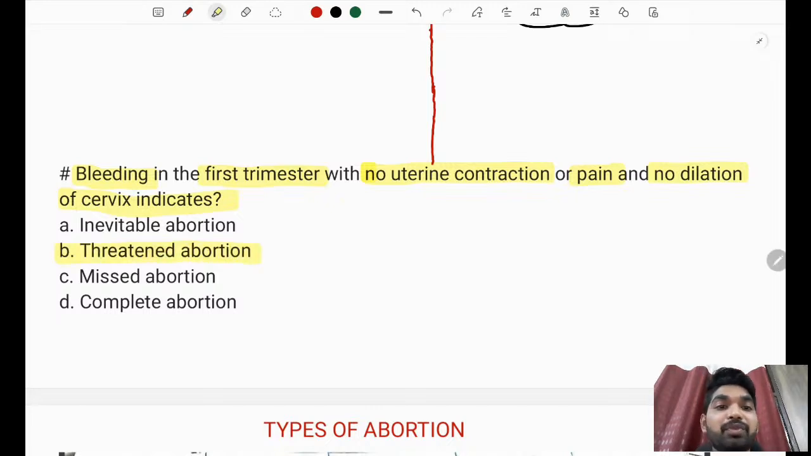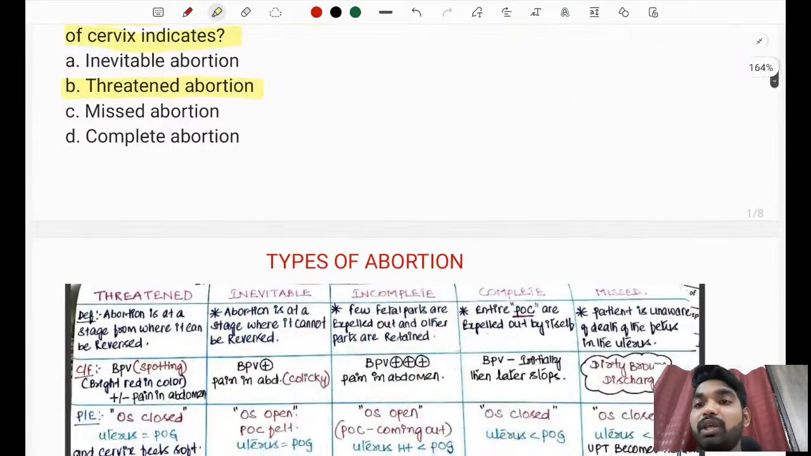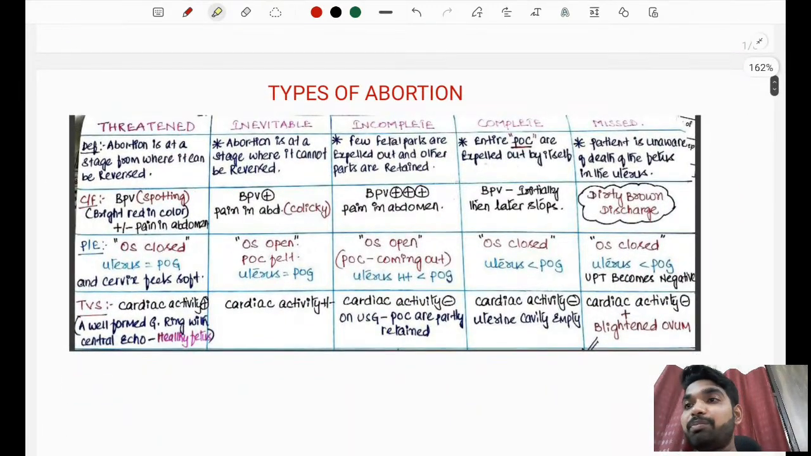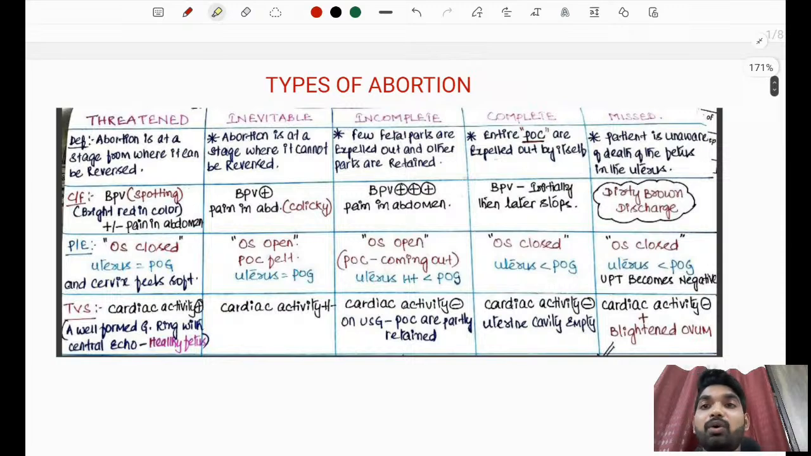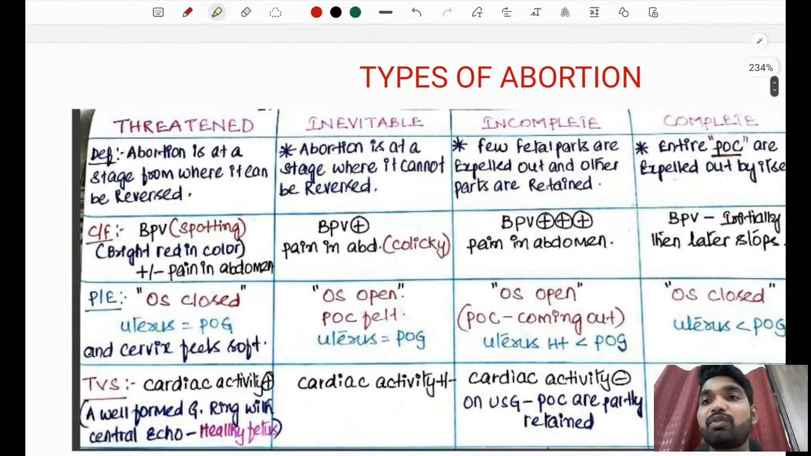Okay, let us quickly discuss abortion. I know everyone will have a little bit of confusion when studying the abortion topic. Let me clear it for you people. With this single table I will clear all the types of abortion. So listen clearly to the types of abortion.